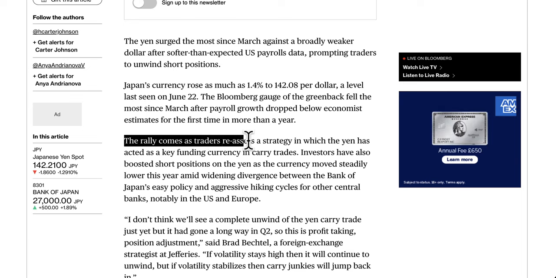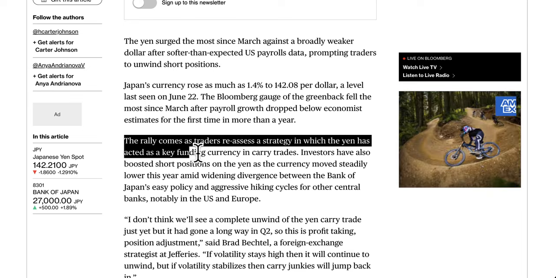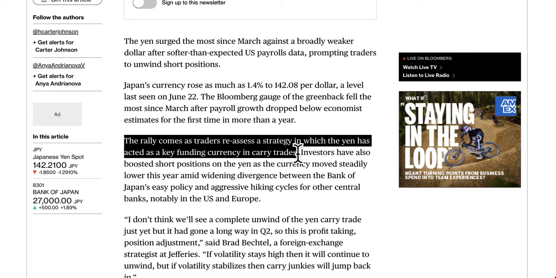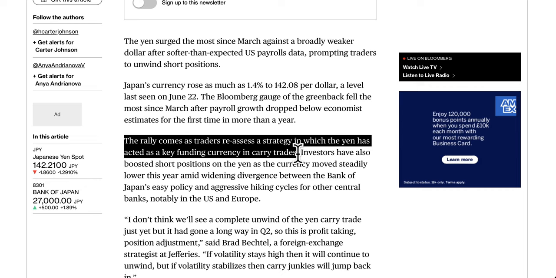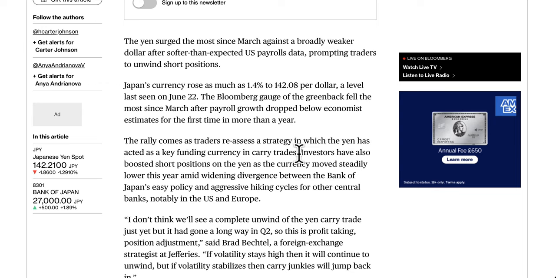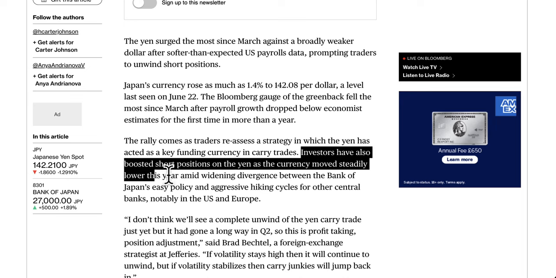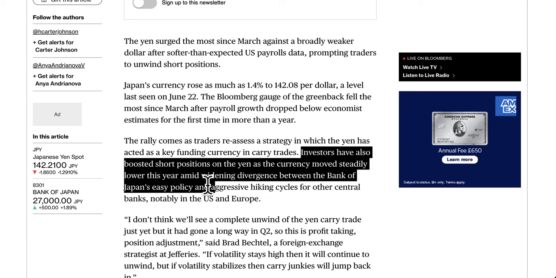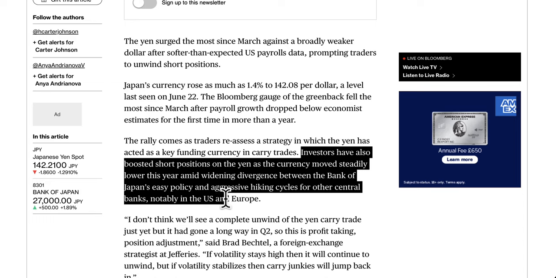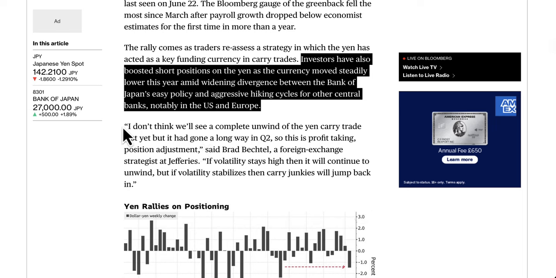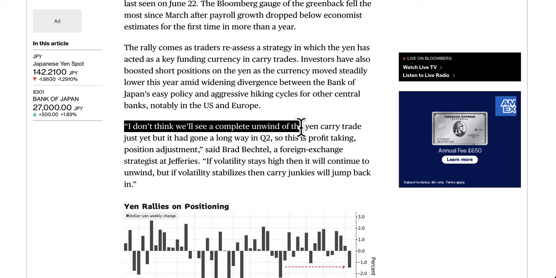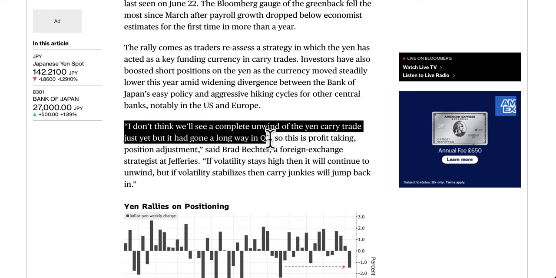Now, the rally comes as traders reassess a strategy in which the yen has acted as a key funding currency in carry trade. So you're pretty much borrowing the yen at a lower rate and investing it in a higher interest rate currency, which would be, for example, the dollar, the pound or the euro. Investors have also boosted short positions on the yen as the currency moves steadily lower this year amid widening divergence between the Bank of Japan's easy policy and aggressive hiking cycles for other central banks, notably the US and Europe. And this is a quote which says, "I don't think we'll see a complete unwind of the yen carry trade just yet, but it had gone a long way in Q2."